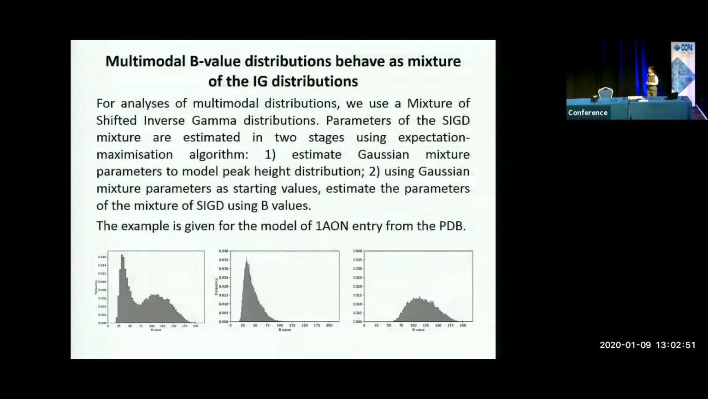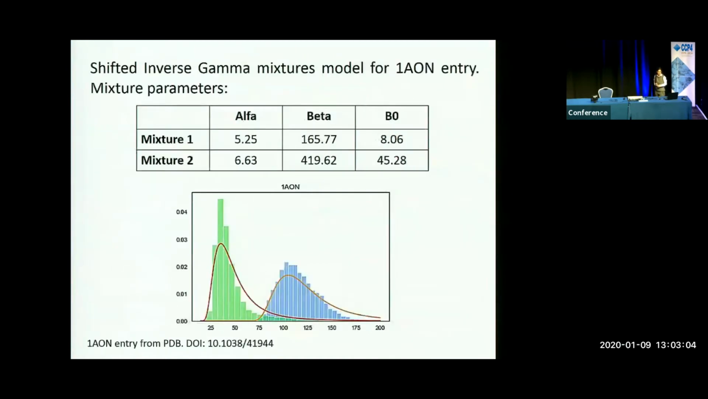This example is given for the structure 1AON, and at least for this particular example, you can see that this clusterization works sufficiently well. And here are the parameters of the shifted inverse gamma distribution mixture.